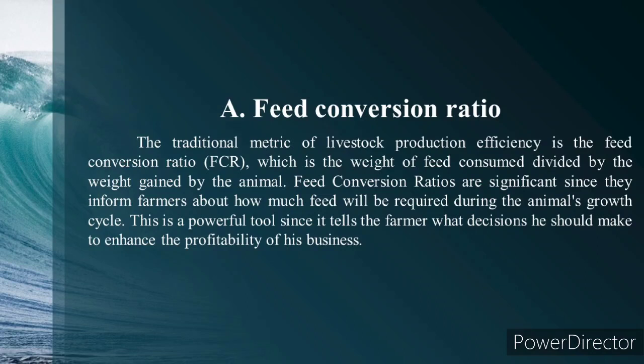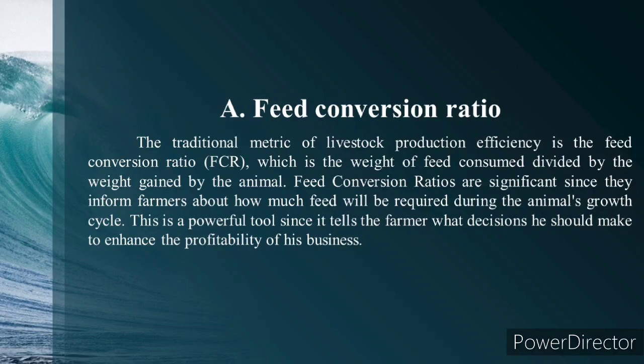The traditional metric of livestock production efficiency is the feed conversion ratio, FCR, which is the weight of feed consumed divided by the weight gained by the animal. Feed conversion ratios are significant since they inform farmers about how much feed will be required during the animal's growth cycle. This is a powerful tool since it tells the farmer what decisions he should make to enhance the profitability of his business.